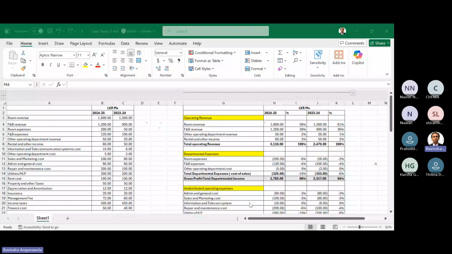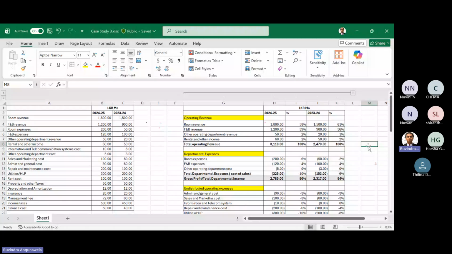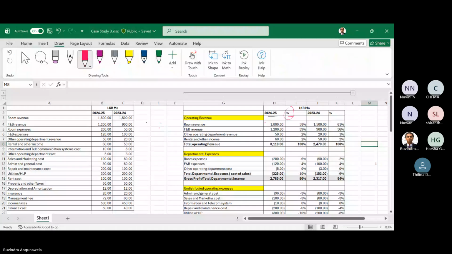Okay, while she's typing, I will go into the P&L structure. As I said, I wanted these columns at the top. So we have the 24, 25, and then the percentage, that is the particular line item represented as a percentage of total revenue. I believe that you put those columns in. And at the top, you have to give the LKR in millions so that the reader will understand the numbers are in millions, right?